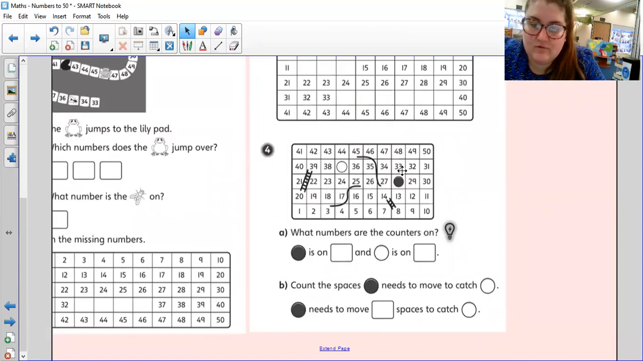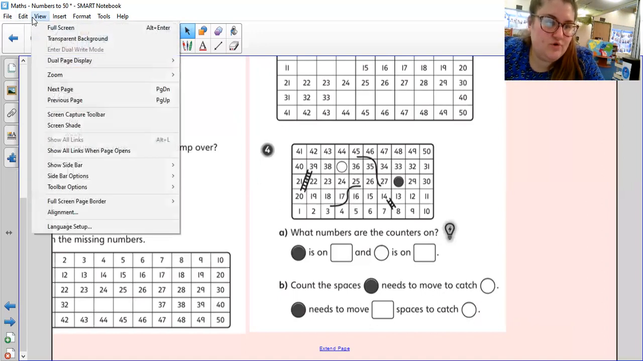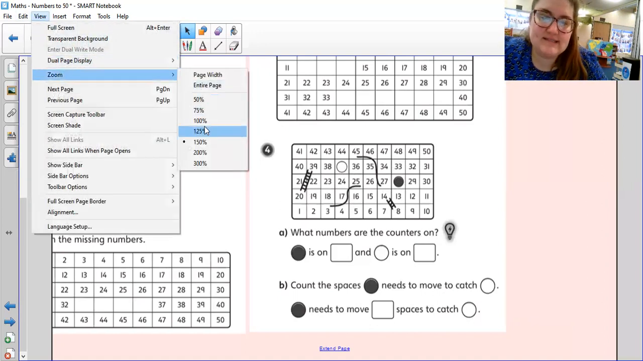So the black counter, which number is that sitting on? The white counter, which number is that sitting on? Count the spaces the black counter needs to move to catch the white counter. So if the black counter was going to move all the way and chase the white counter, how many spaces would he have to move? So it's a nice, easy one. I'm sure lots of you will find this really easy.